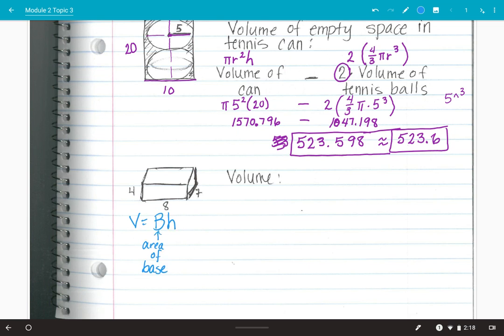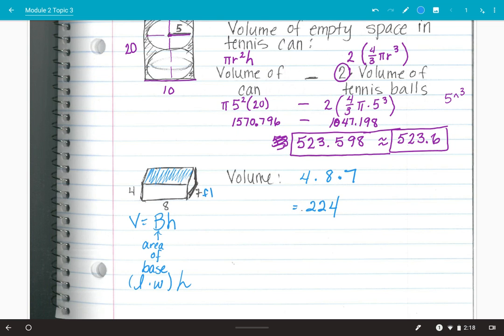area of the base could be the bottom, which I'm just going to draw the top because it's the same. Or what you could do is length times width, since it is a rectangle, and then times the height by it. Whatever works for you guys, okay? So this one, we're going to go 4 times 8 times 7. So 4 times 8 times 7. And this one is going to be 224.